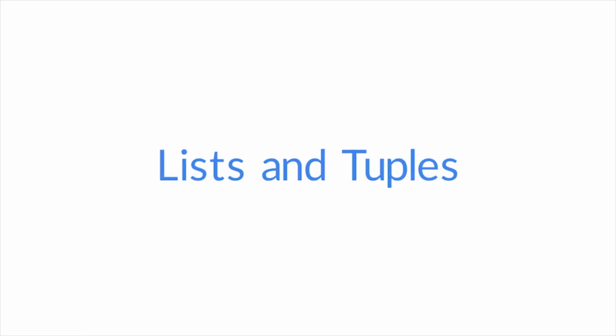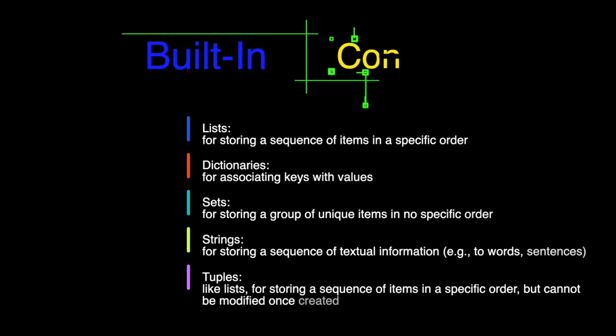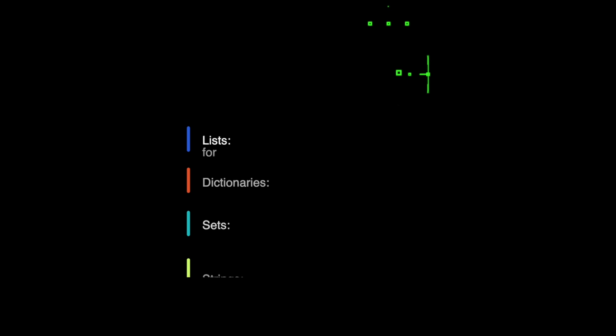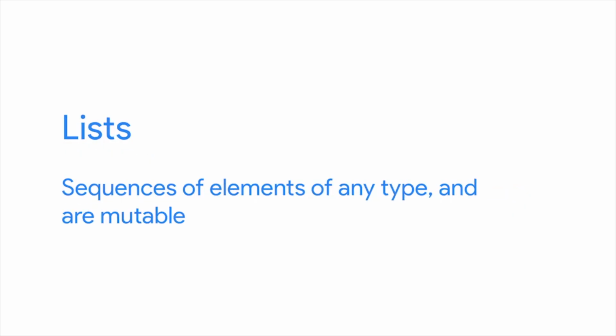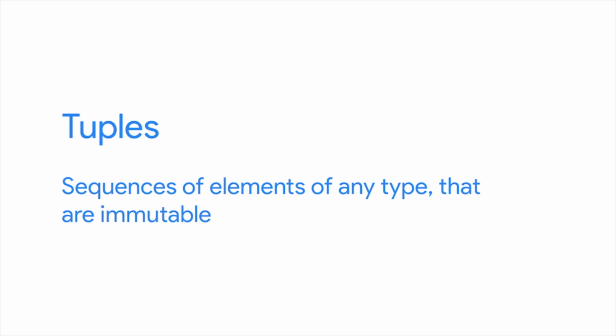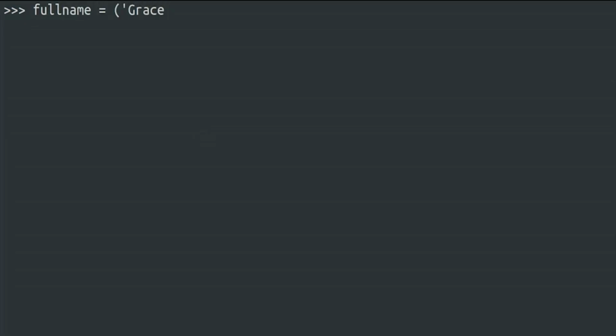As we discussed before, there are a number of data types in Python that are all sequences. Strings are sequences of characters and are immutable. Lists are sequences of elements of any type and are mutable. A third data type that's a sequence and also closely related to lists is the tuple. Tuples are sequences of elements of any type that are immutable. We write tuples in parentheses instead of square brackets.